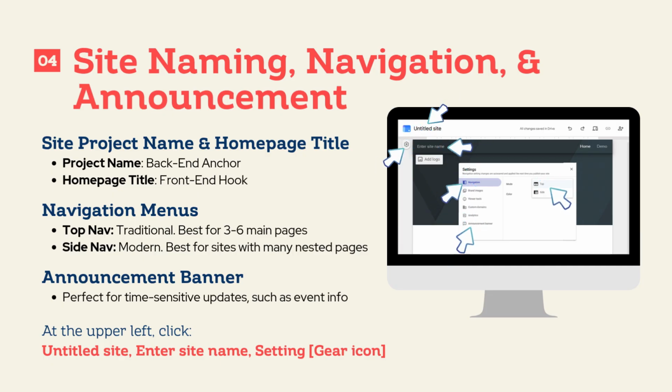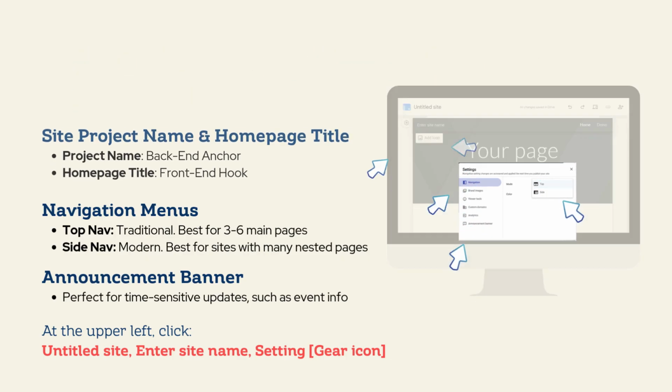A great built-in tool for Google Sites is called the announcement banner. This is a visible strip that sits right at the top of your site. It is perfect for time-sensitive updates, like reminding people about an upcoming event deadline, a flash sale, or a sudden schedule change. To configure those options, simply go to the upper left, click Untitled Site, enter site name, and the setting, the gear icon.